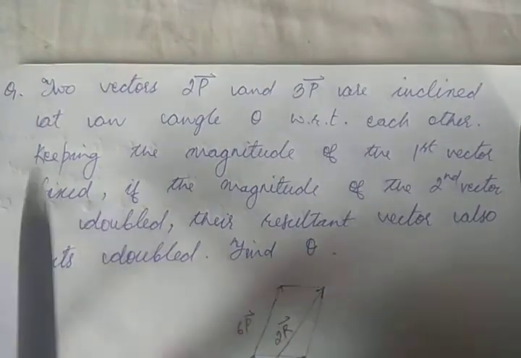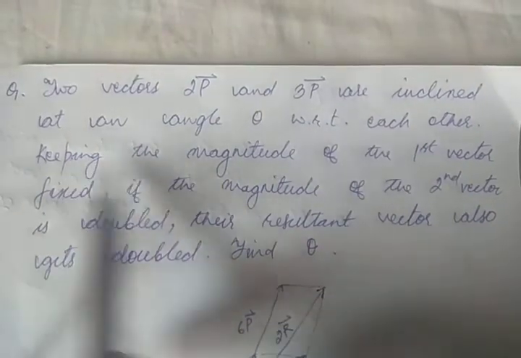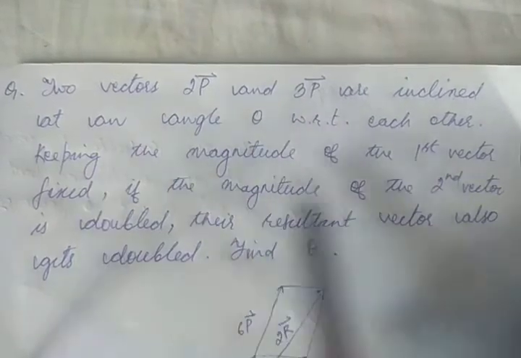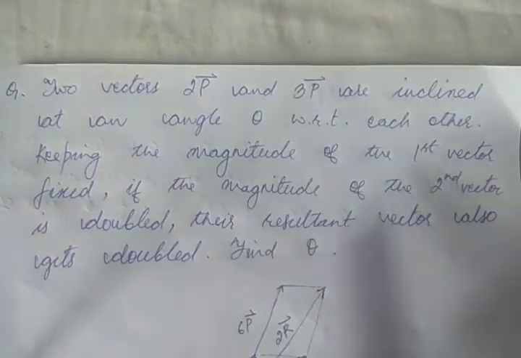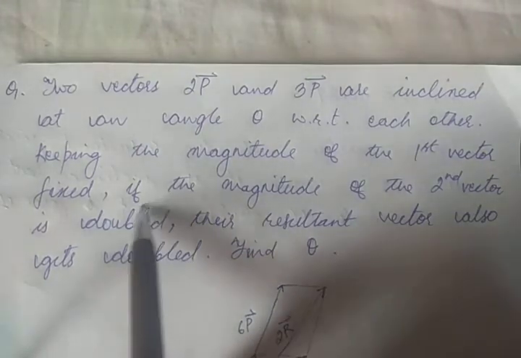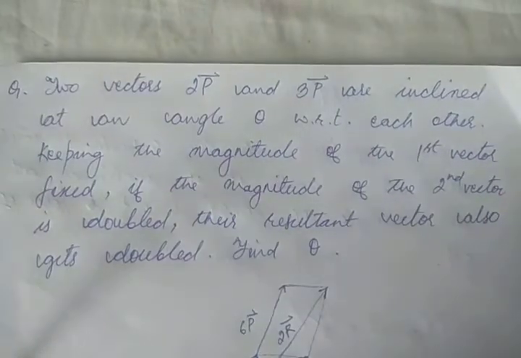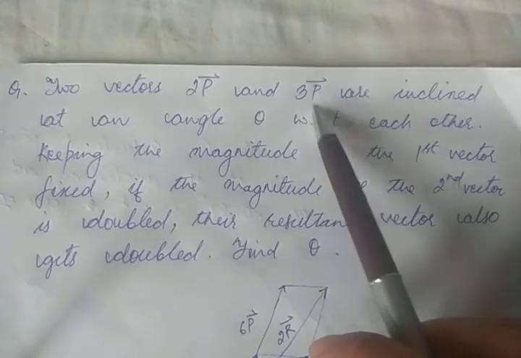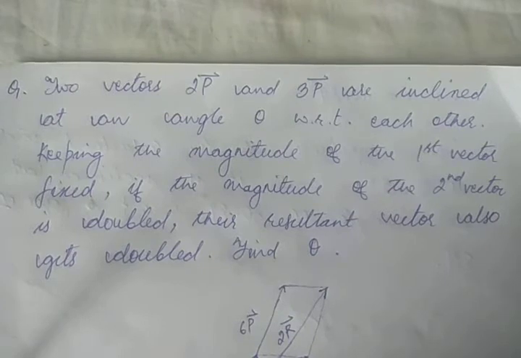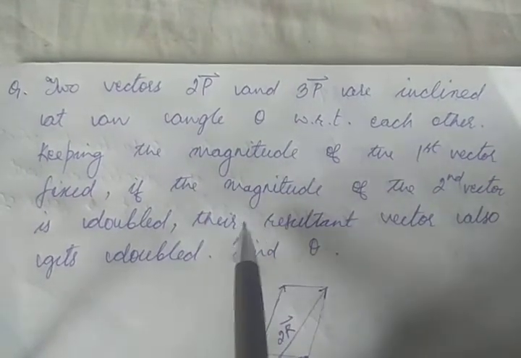Then the question says, keeping the magnitude of the first vector fixed. Okay, so understand what each word is saying over here. Keeping the magnitude of the first vector fixed, if the magnitude of the second vector is doubled. Now look at the slide. If the magnitude of the second vector is doubled, meaning, this is the second vector, so you're increasing its magnitude to 6p. But remember, the direction of 6p and 3p is the same. Don't forget that.